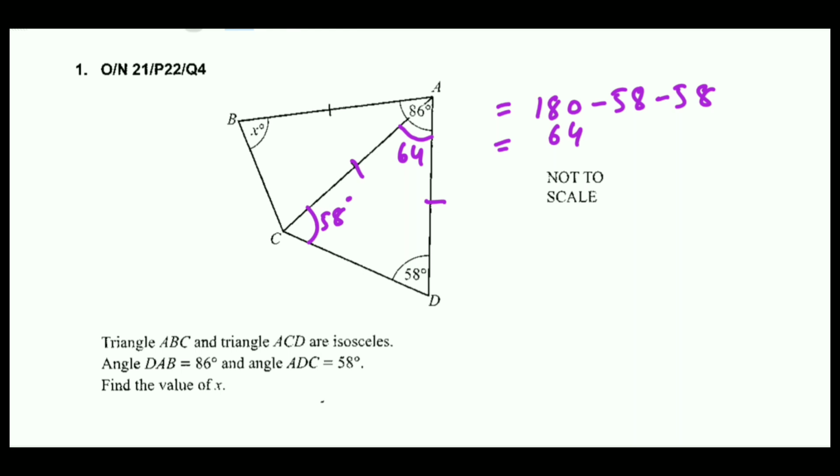So what about the other? If this is 64, then you will subtract, because this whole angle is 86. So 86 minus 64, you will get this angle, and that is 22. So this angle will be 22.